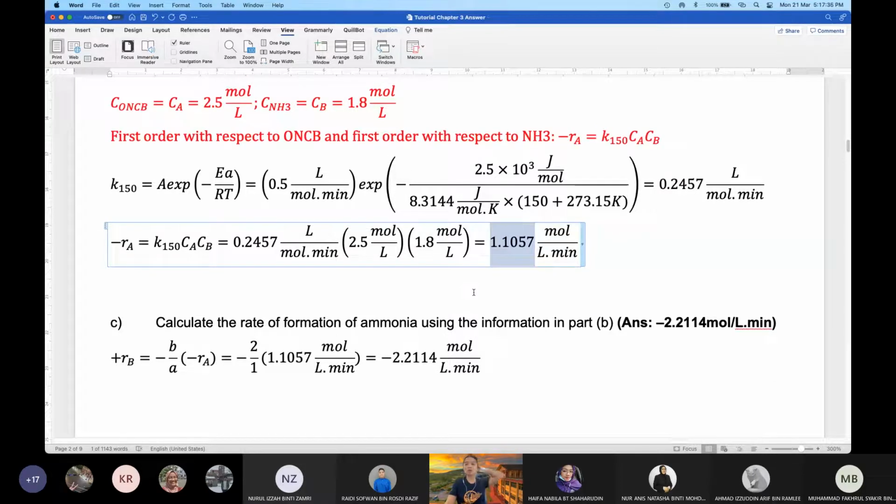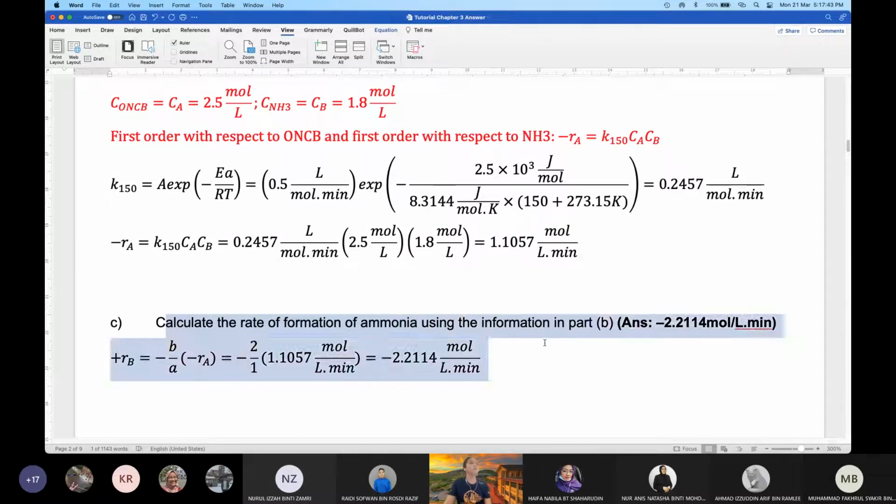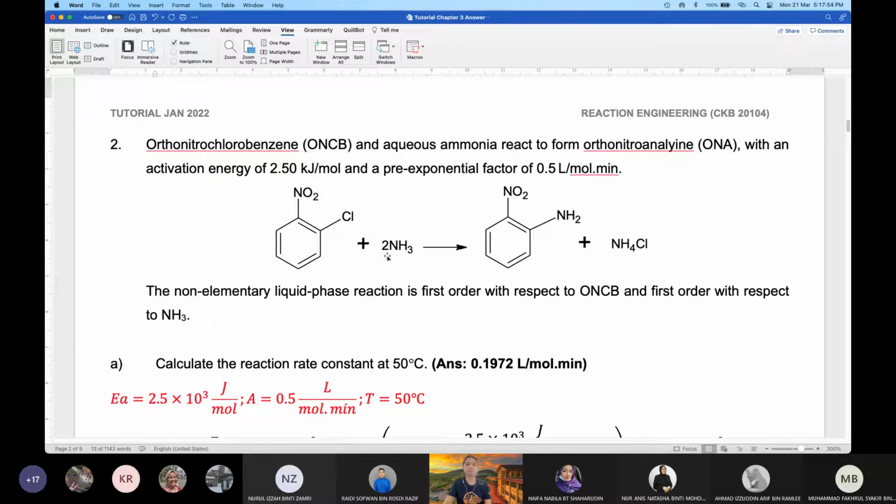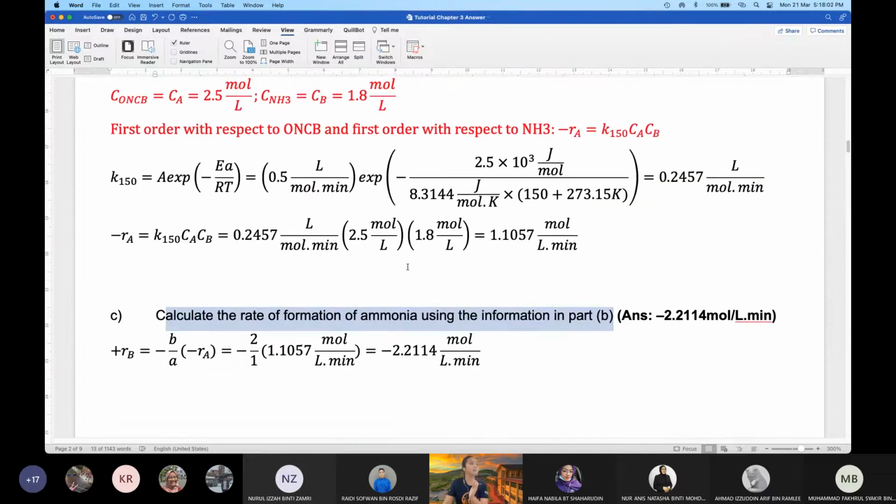We go to the last part of question 2. Calculate the rate of formation of ammonia using the information in part B. Okay, so now they want us to find the rate of formation of another species, which is ammonia. If you remember, in the equation, ammonia is our B. They want us to find for species B, ammonia. Then they want us to find the rate of formation. So for rate of formation, it is positive R. For species ammonia, species B, they want us to find positive RB.